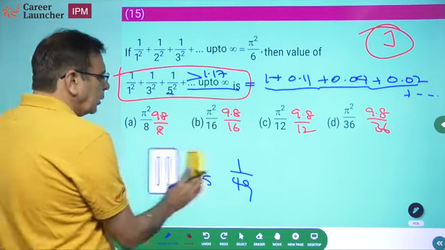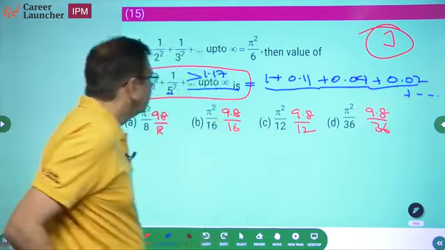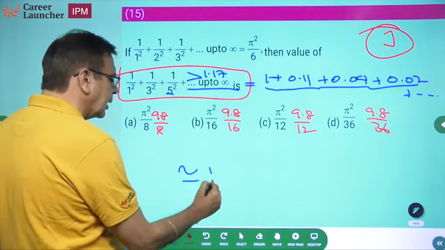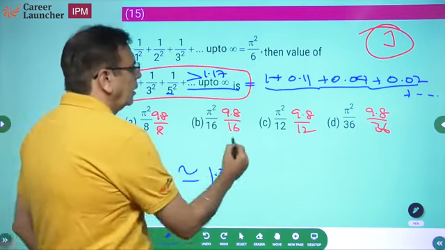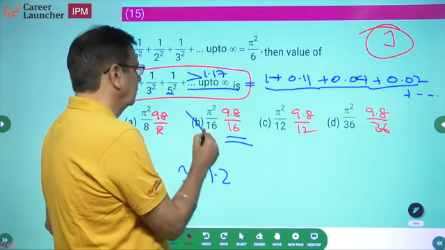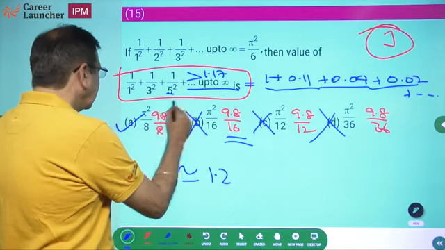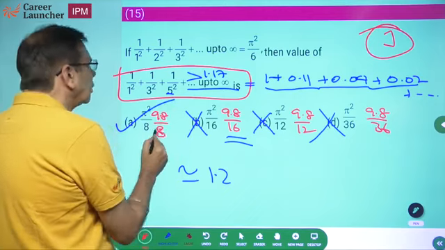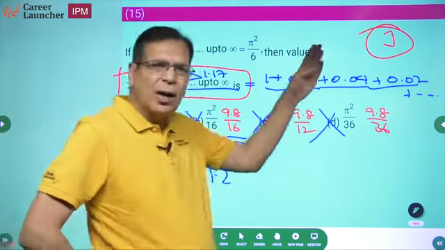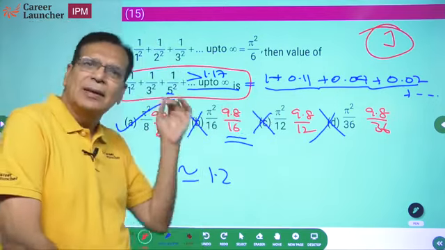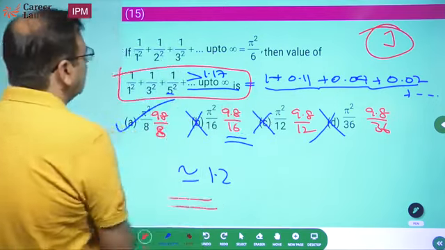Okay. Now look at these choices. We know the answer has to be somewhere around 1.2. We are looking at a value which is around 1.2. This is less than 1. Less than 1. Less than 1. Correct answer. Why did you want to waste your time doing some kind of stupid mathematics? जुगाड़ है ना? Infinite series, add the first 3-4 terms, eliminate choices. That is the way you do questions of infinite series.